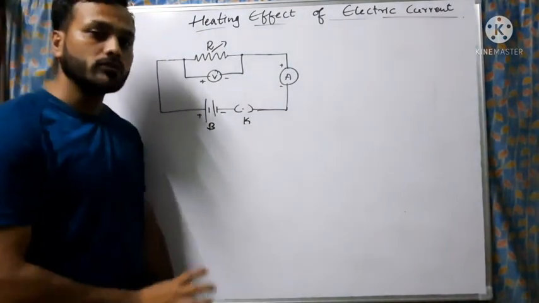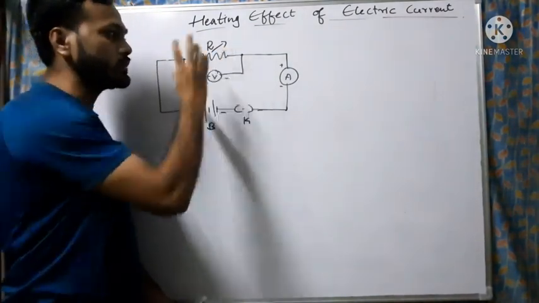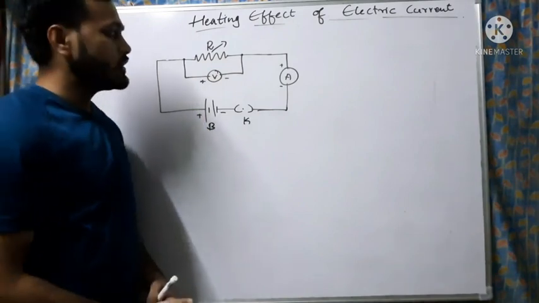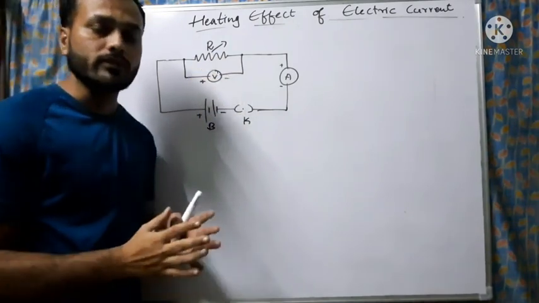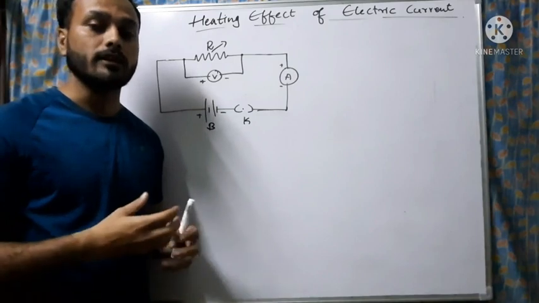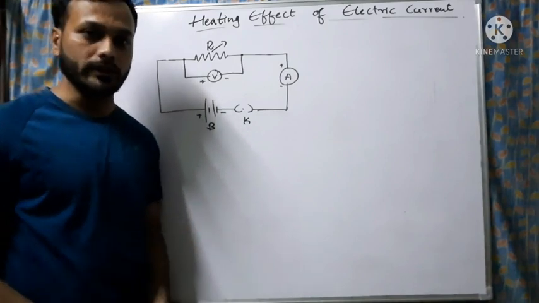As I turn on the switch, what happened? Current starts flowing through the resistor, right? So you all must know the function of a resistor. It always opposes the flow of charges through it.